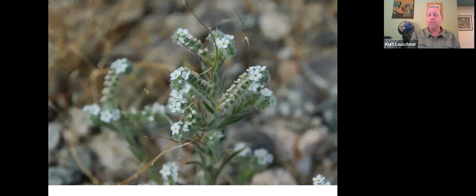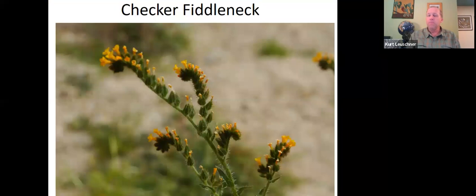Some people like to call these popcorn flowers, but this particular one is not a popcorn flower. So I think you're better off just calling them Kryptantha spa. In that same family though, see this one also has that fuzzy look to it like the other one did, but this one's yellow. So it's in the same family, I should say, but it's a different genus. And this is the checker fiddleneck.